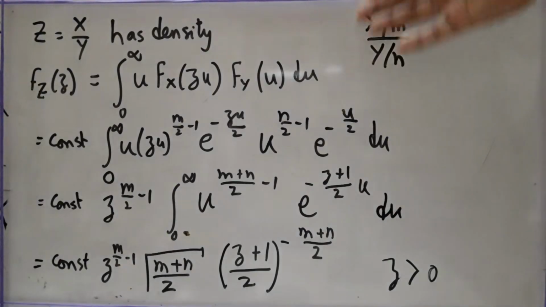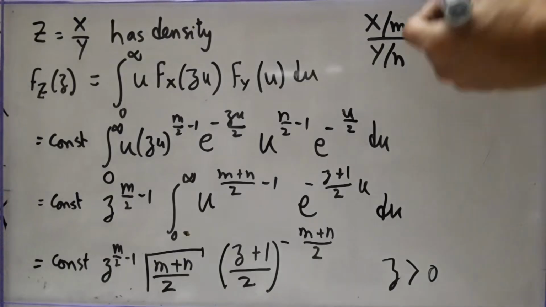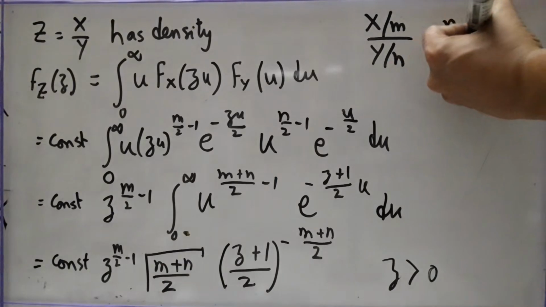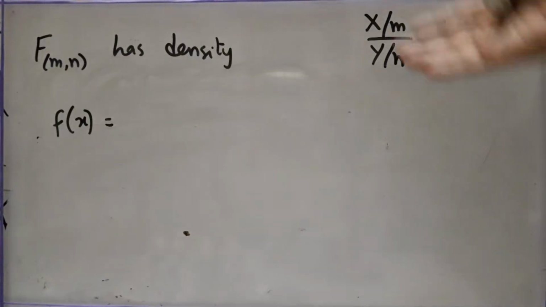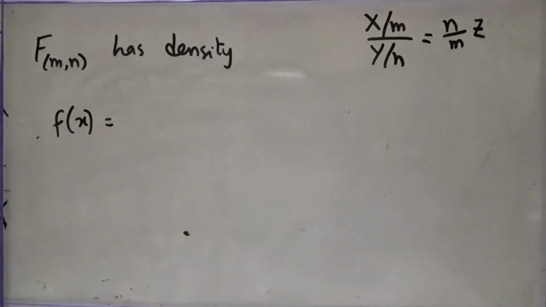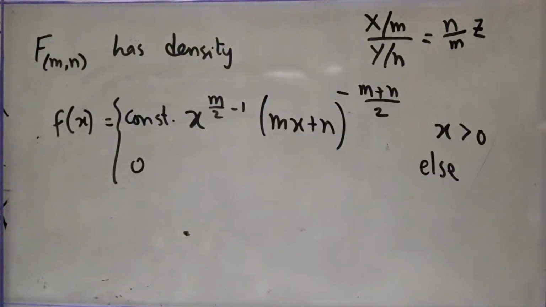Now remember that our ultimate goal was to find the density of this. This is very much like z except for these degrees of freedom things. So this is actually n upon m times z. I know the density of z, so it is very easy to find out the density of that, a trivial Jacobian formula application. So the density of this quantity, which is the density of the F_mn distribution, is given by f(x) equal to a constant times x to the power m/2 minus 1 times (mx plus n) to the power minus (m plus n)/2 when x is positive, and 0 otherwise.